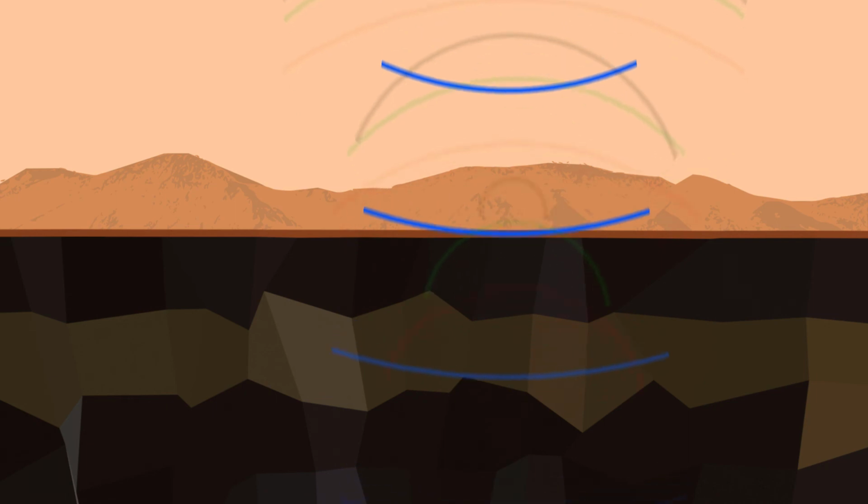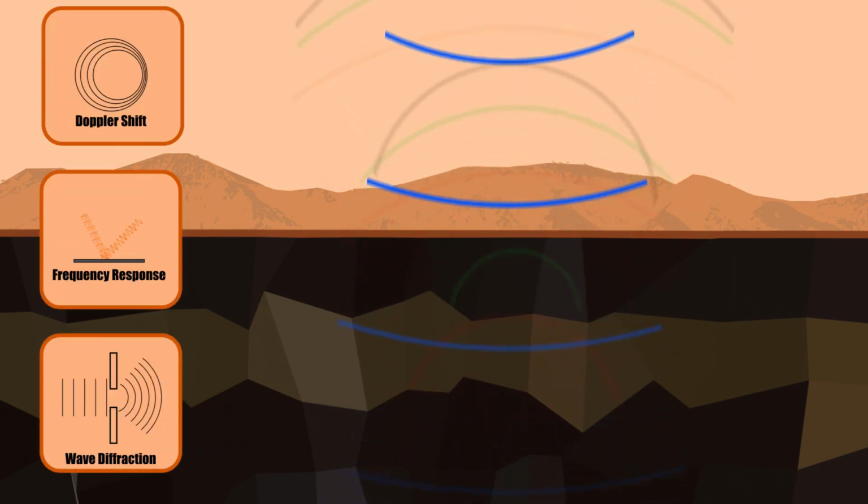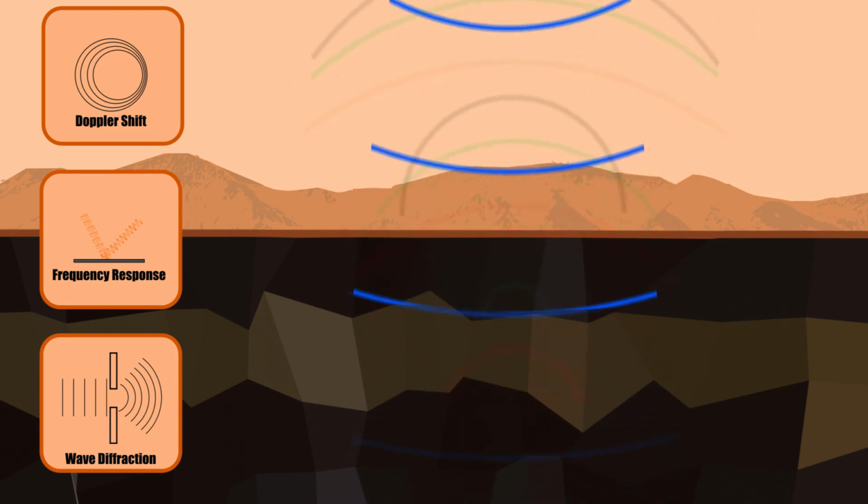Analyzing additional parameters such as Doppler shift, frequency response, and wave diffraction further narrows the possible material that's in each layer. They also help achieve better imaging resolution.